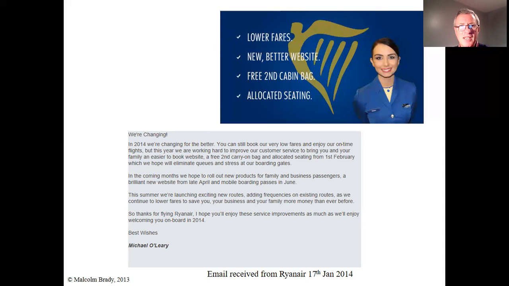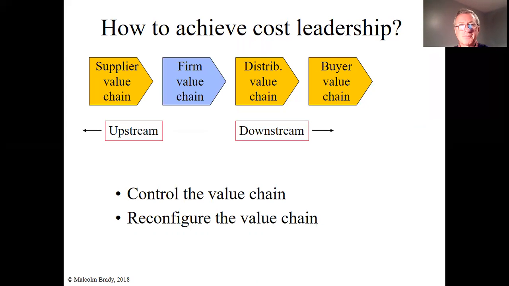And you can see from this letter there, I'll just read out the first relevant sentence from the first paragraph there. This year we are working hard to improve our customer service to bring you and your family an easier to book website, a second carry-on bag, and various other things. But essentially they recognized their issue about customer service and they had to work on that. Obviously that raised the cost a little bit, but they had been seen as too Spartan, so you have to be careful not to be too Spartan. But Ryanair in general is a very good example of cost leadership in action. So how do you achieve it?